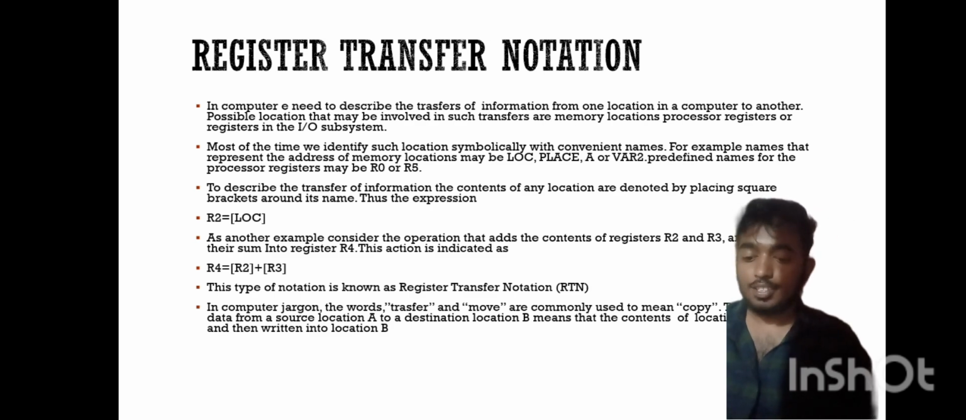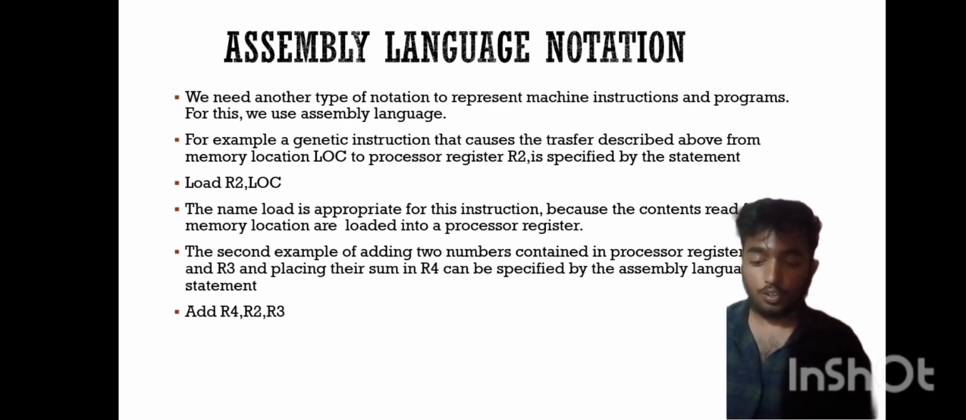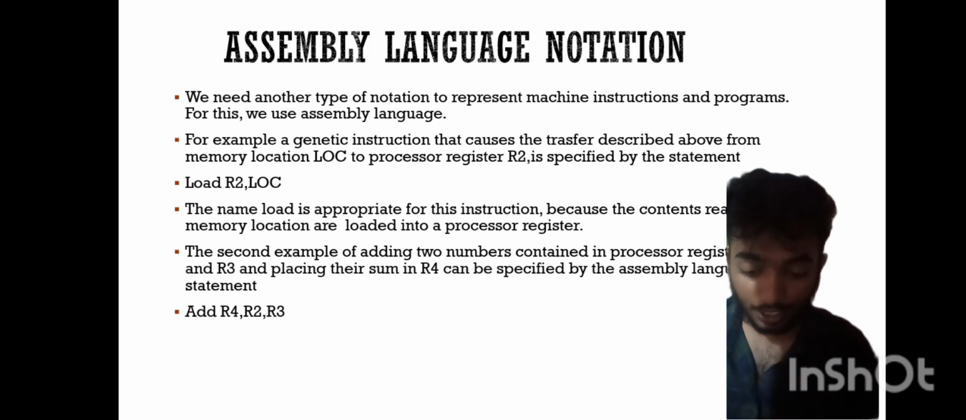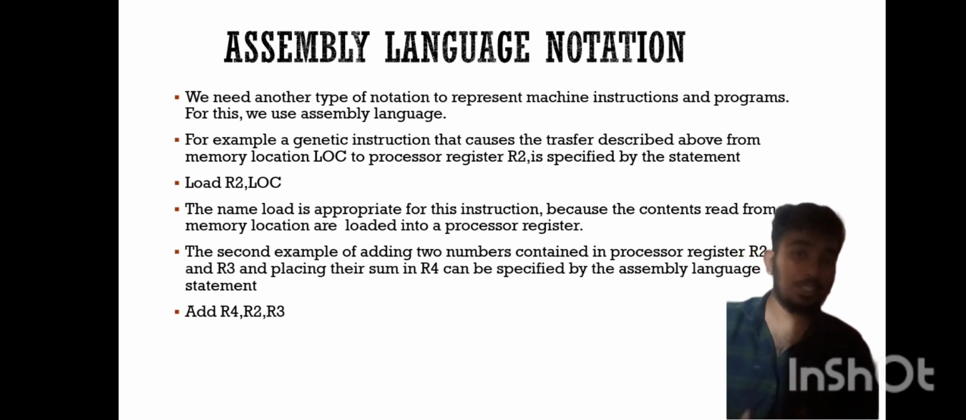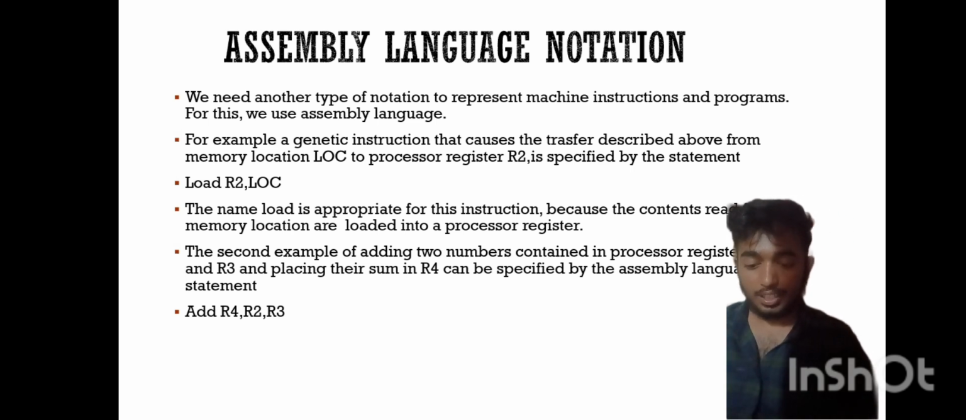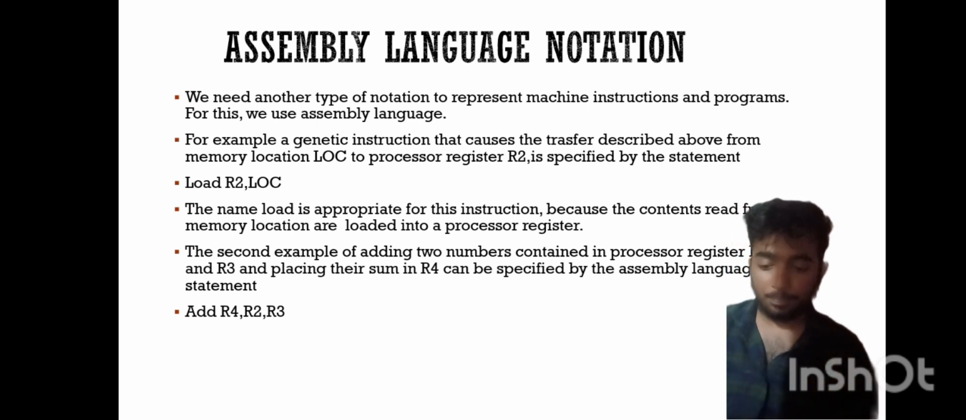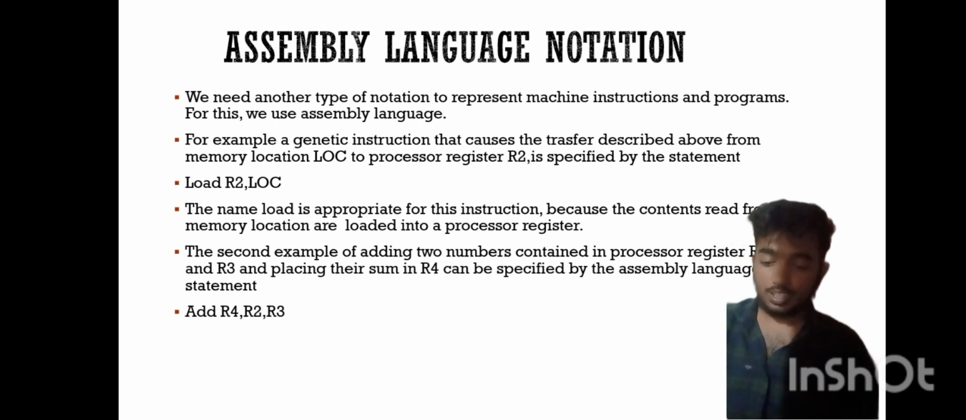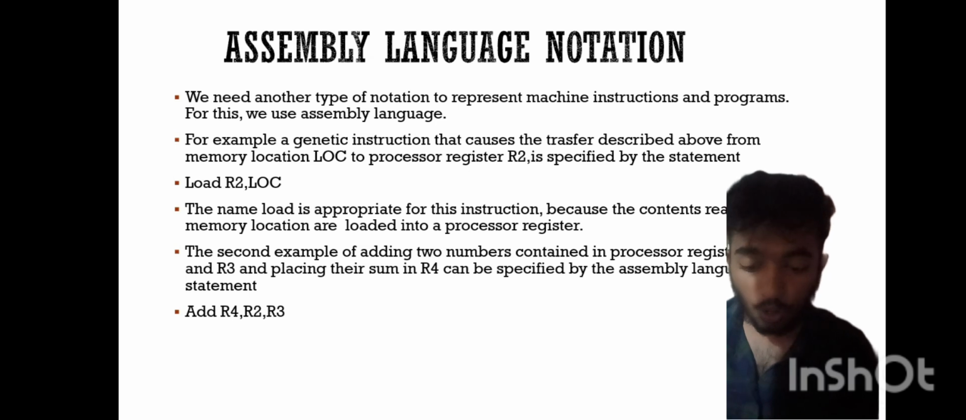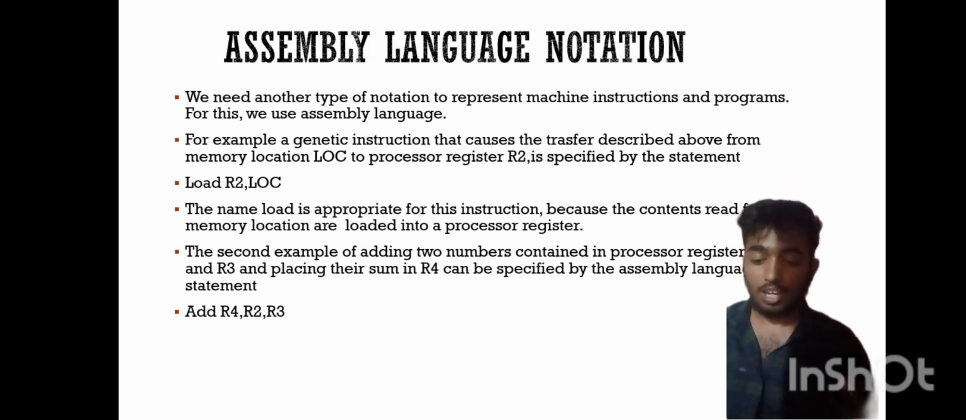Next is assembly language notation. RTN notation is easy to understand but cannot be used to represent a machine instruction. In many conditions, assembly language is used more, and it represents a machine instruction of a program. The processor understands only binary format. We need to use a notation that could be converted into machine language. For this, a new format called assembly language is used.